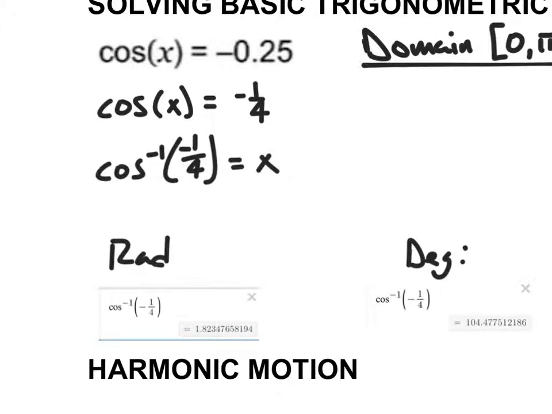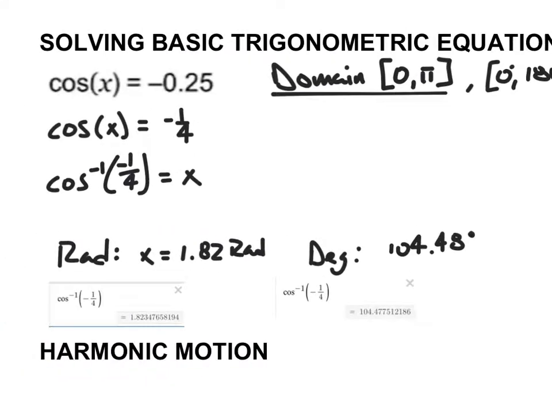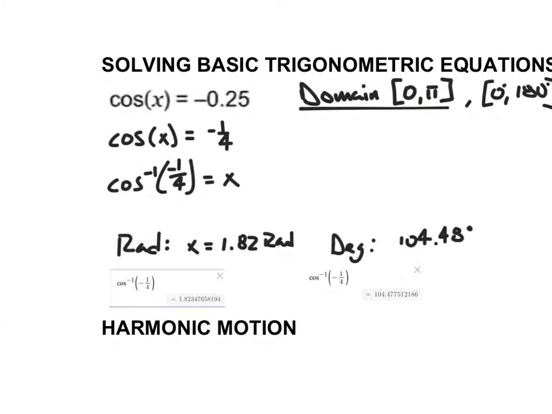Okay, so if we plug this into Desmos, we get an x value in radians of 1.82 radians. Okay, but in degrees, we did it in degrees and I did both. This would give us a value of 104.48 degrees. Okay, so both of those would be the same thing, depending on what you're asking. Probably want to do radians, probably what it's going to be in, but yeah. All right, there it is.